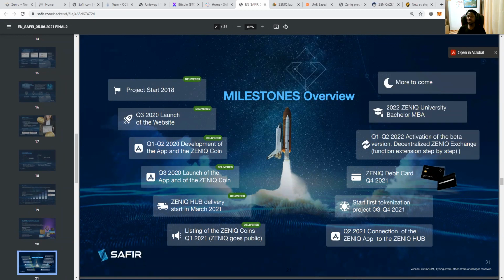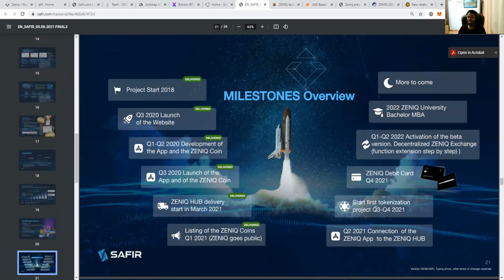And already things are being put in place. And OCS is going to introduce the Zeniq debit card, which individuals can have access to for their fiat crypto transactions with any ATM for that matter. And this is huge. This is huge. And of course, the latter part of 2021 into the early part of 2022, we are going to experience the decentralized exchange coming into form or going live.